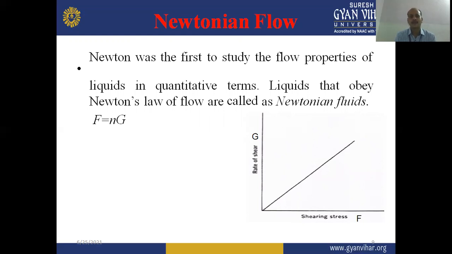So F equals eta G. When we plot the graph between G, the rate of shear, and shearing stress, we obtain a straight line. It indicates that our sample is obeying Newton's law of flow and is classified as a Newtonian type of liquid. Liquids that obey Newton's law of flow are called Newtonian fluids or Newtonian liquids, and this is the characteristic rheogram or consistency curve for them.